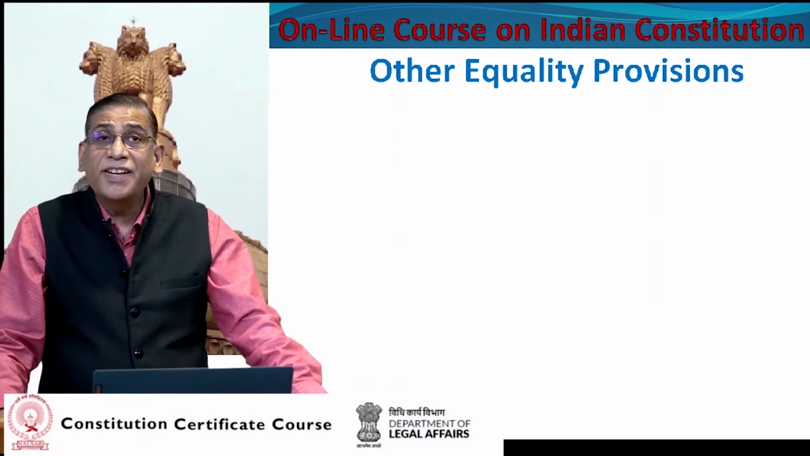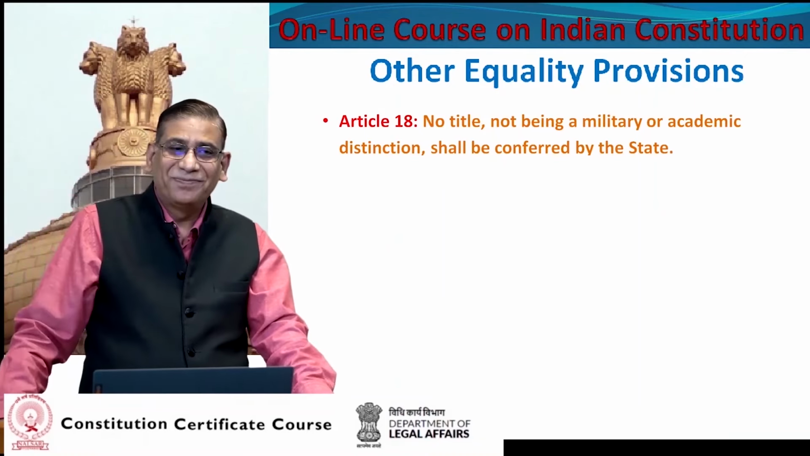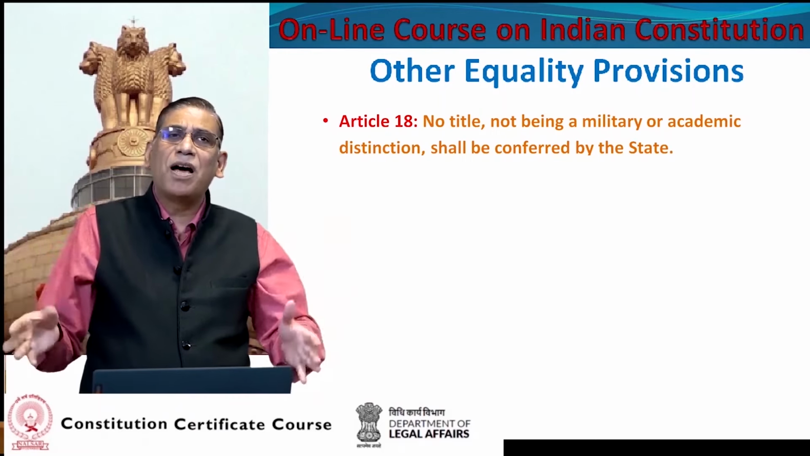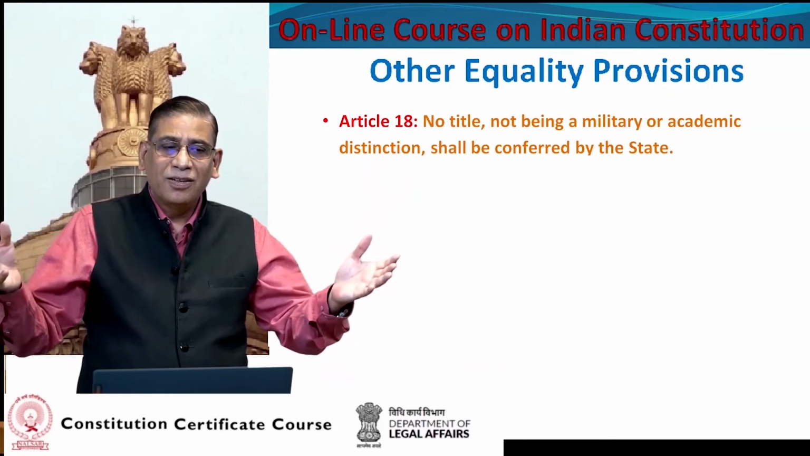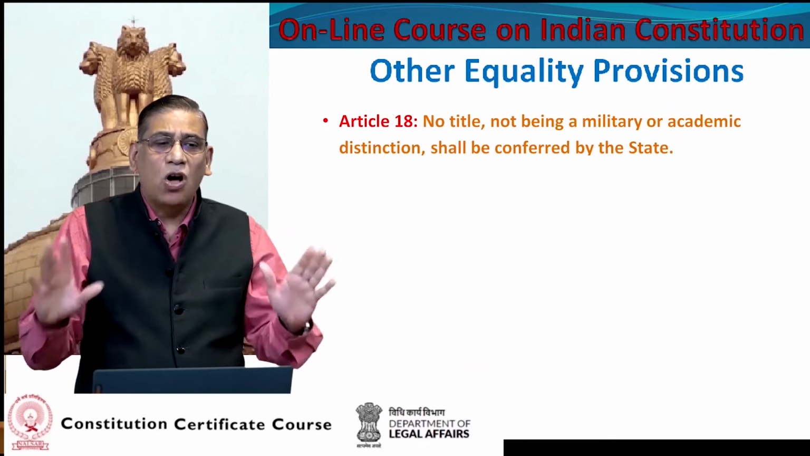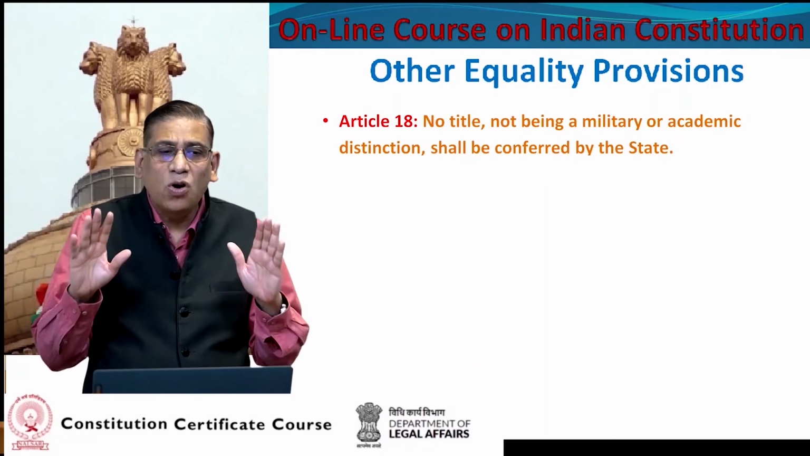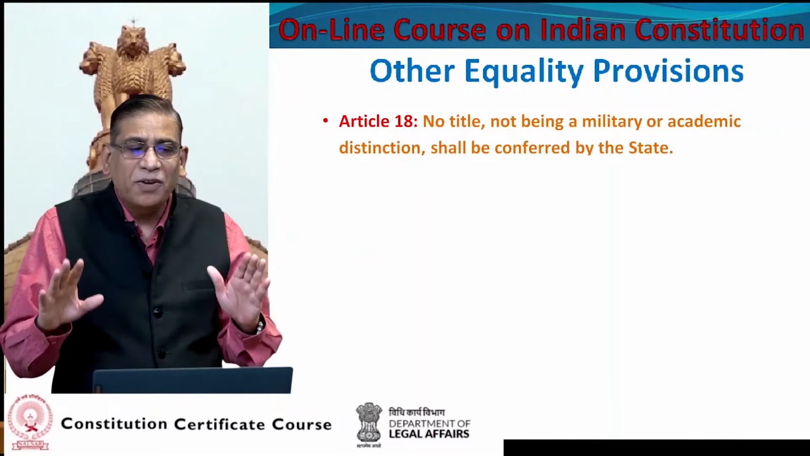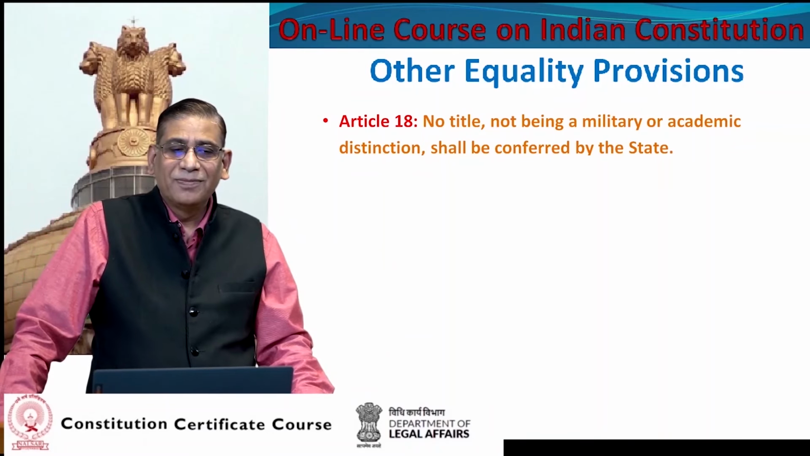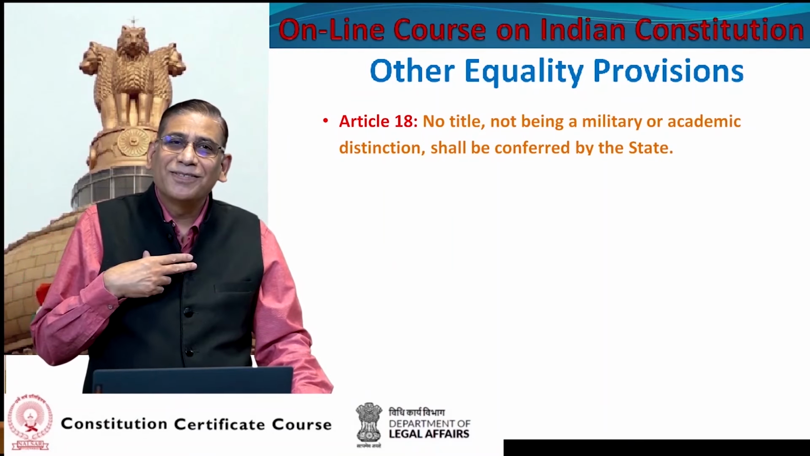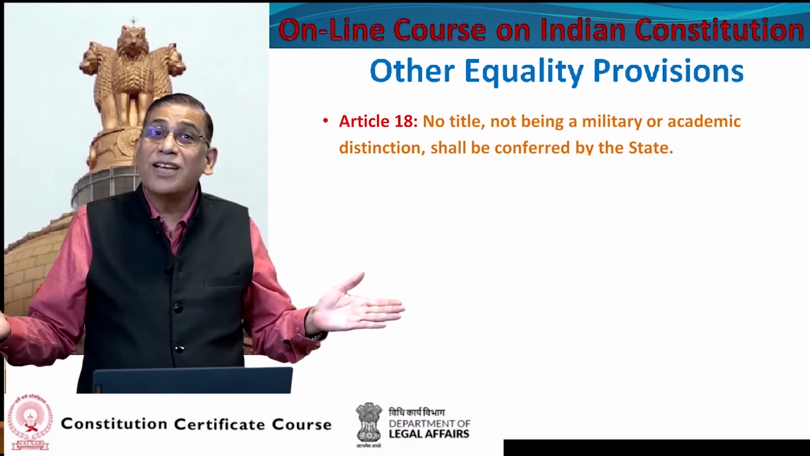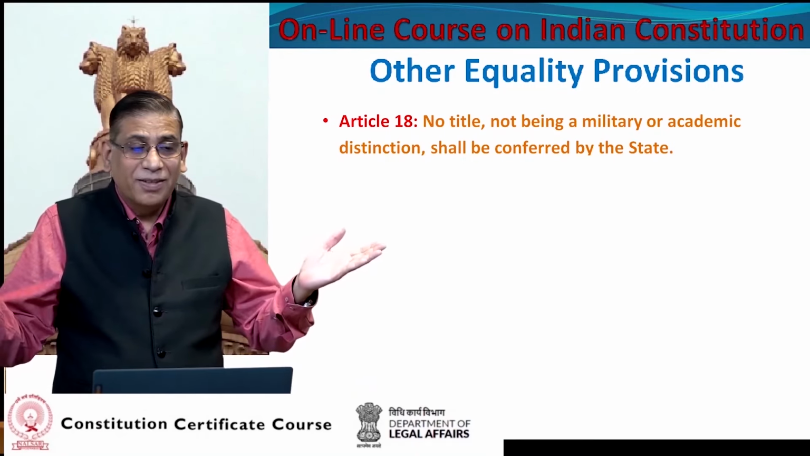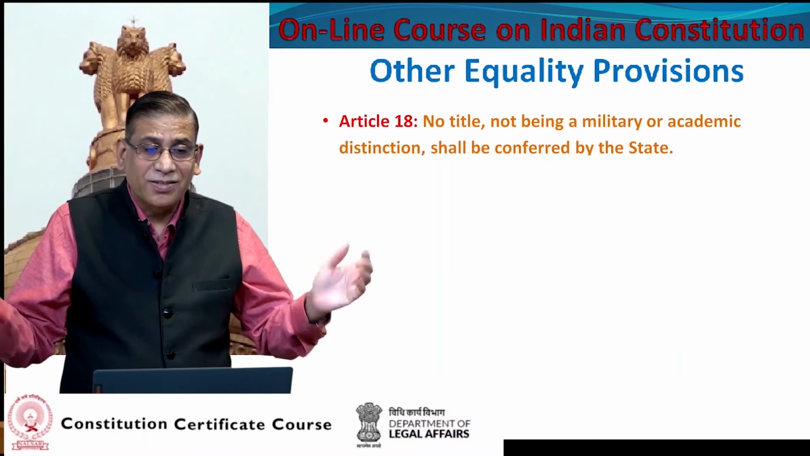Now come to Article 18, which is also part of right to equality. In the olden days, somebody was called Raja, Rai Sahab, Maharaja, Sir. Now this is gone. Article 18 says no title, not being a military or academic distinction, shall be conferred by the state. You can have an academic title. So I am doctor because I did PhD. If you go to military, you can get military titles and honors.